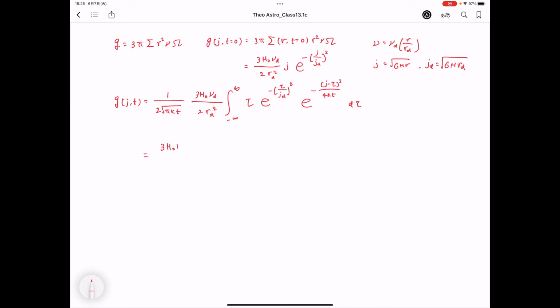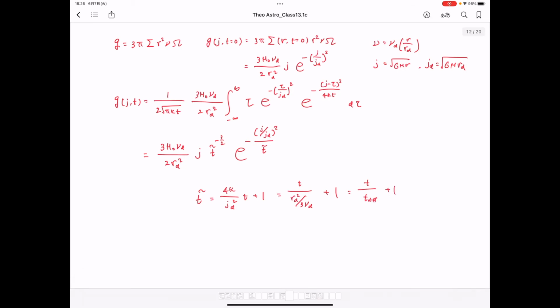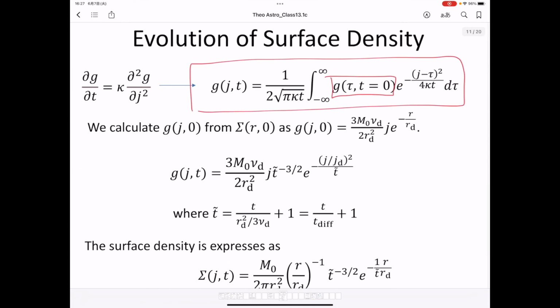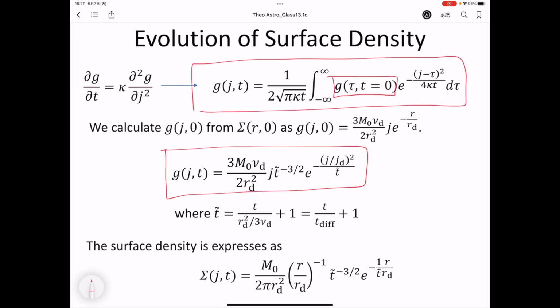G equals 3 M sub 0 ν sub d over 2 r sub d squared times J normalized times t tilde to the power of minus 3/2 times exponential of minus (J over J sub d) squared over t tilde. The t tilde is expressed as t over the diffusion time scale plus 1. So we use a Fourier transform to find the solutions of the diffusion equation. Then we convert from G to Σ. The surface density is expressed by this equation.